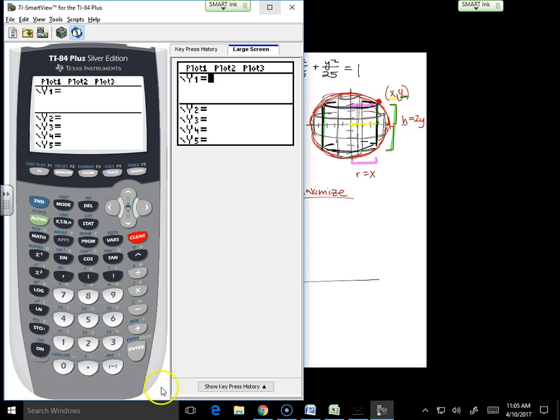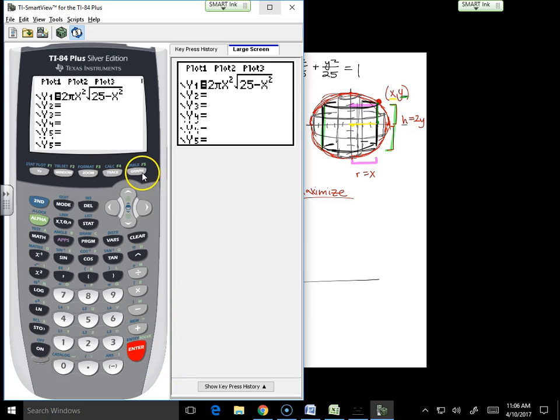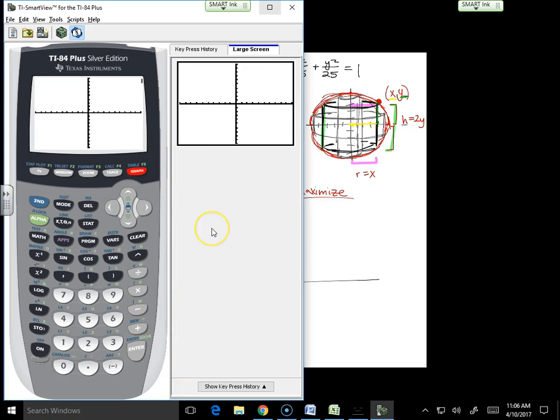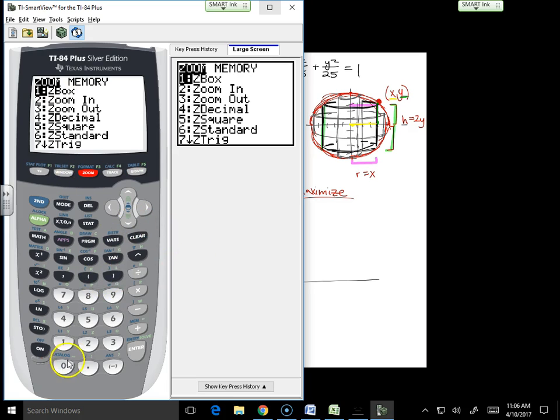There we go. 2 times pi times x squared, all times the square root of 25 minus x squared. Graph it and say, yay, it fits. Although, no, it doesn't. Well, that's a lame graph. Huh. Zoom fit? Gotta zoom out? We're going to try zoom fit.